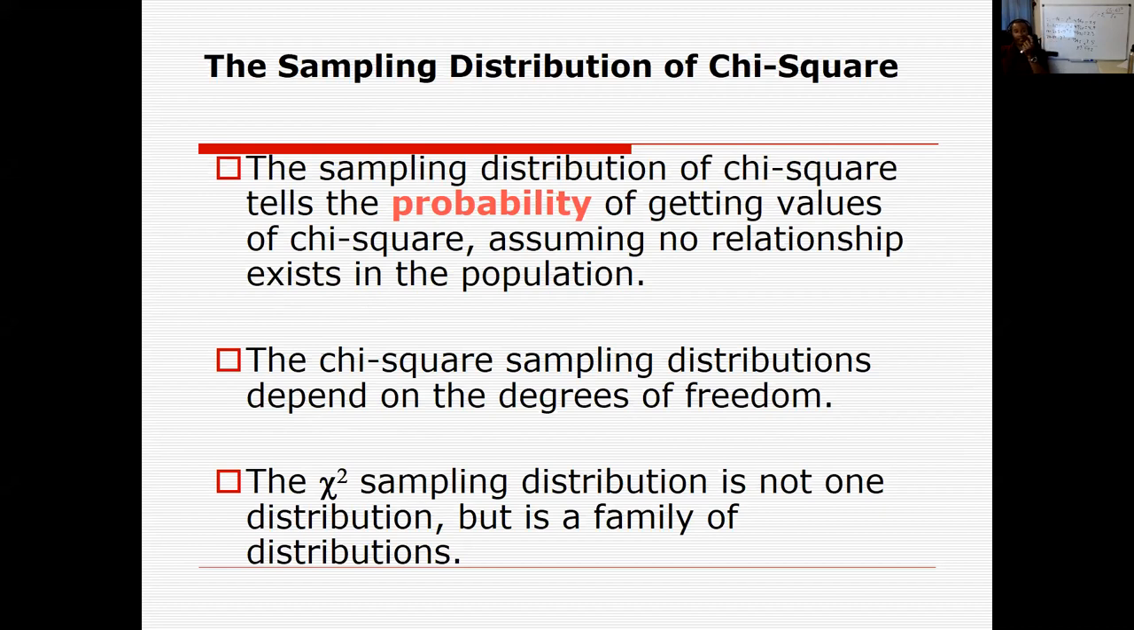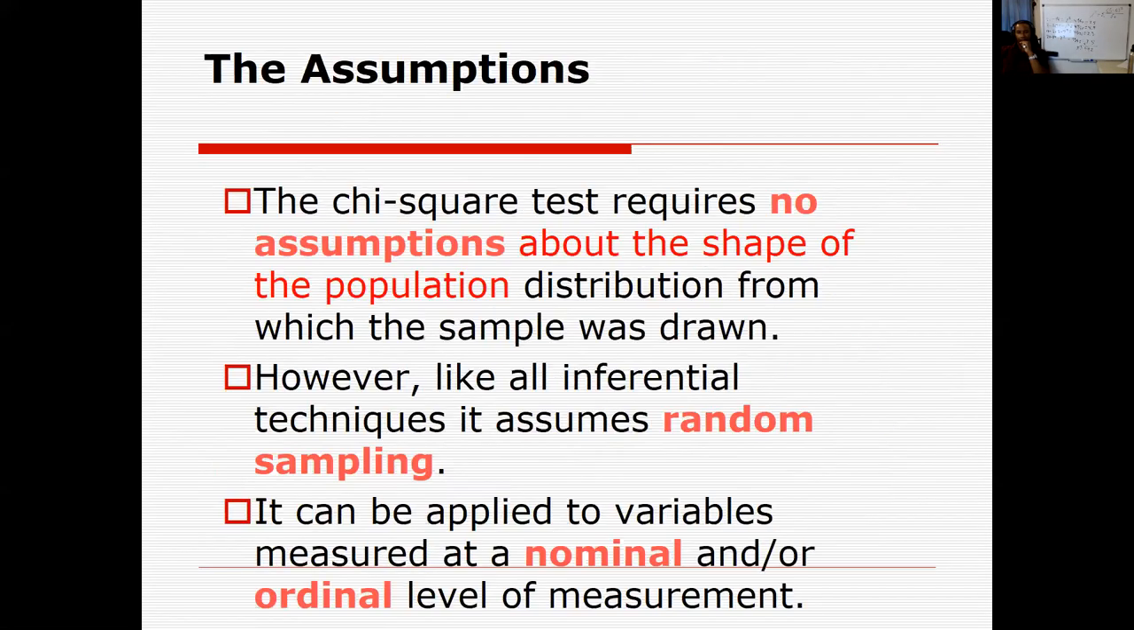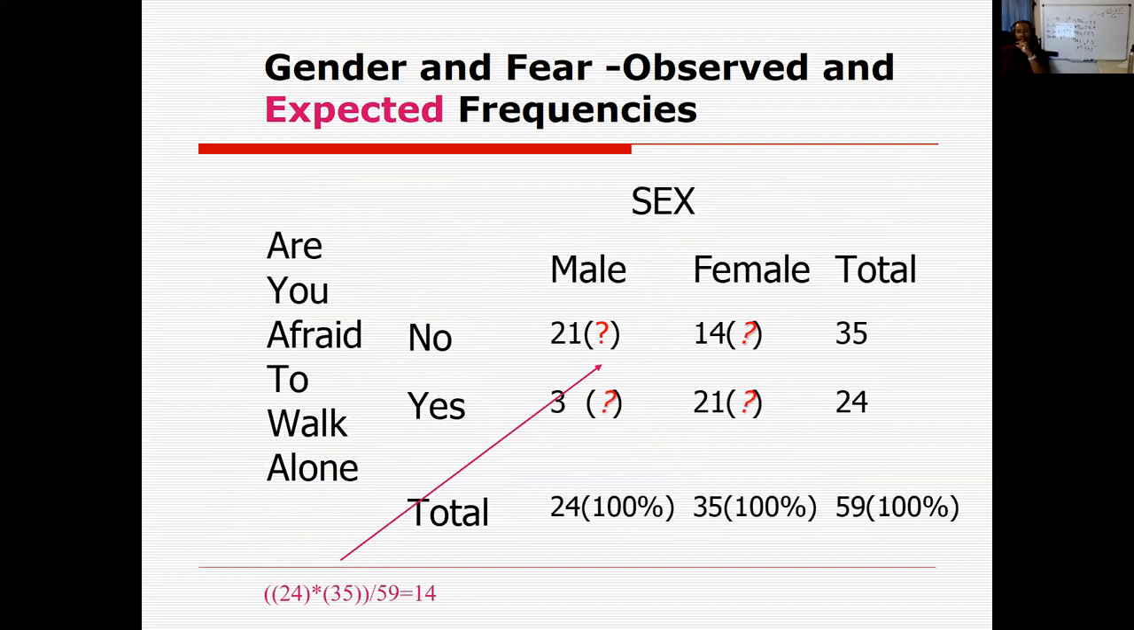What does that mean? That sounds like some textbook jargon. Okay. What that's telling you is the probability of pulling these observed frequencies, assuming the null hypothesis is true. Assuming no relationship exists in the population, what's the probability of us pulling these observed frequencies? Pulling these observed frequencies when we know the expected frequencies are different.